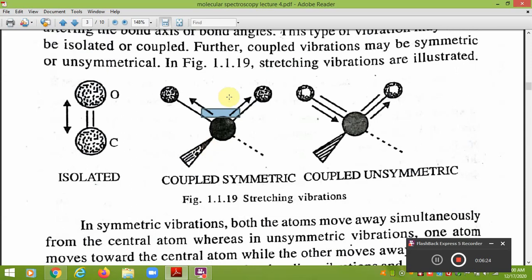I hope you can understand. Here the two bonds are simultaneously stretched. Here it is in this direction, and here this is in this direction. So this is the symmetrical stretching vibration. Here one bond is compressed and another bond is stretched. So this is the unsymmetrical stretching vibration.